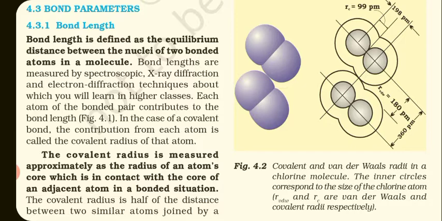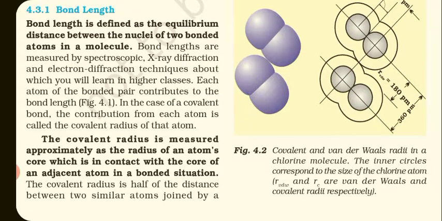In this video we'll see about bond parameters. If there is any bond between two atoms, it can be either covalent, van der Waals or ionic. The distance between two atoms from their center or the nuclei is called bond length. So what is bond length?